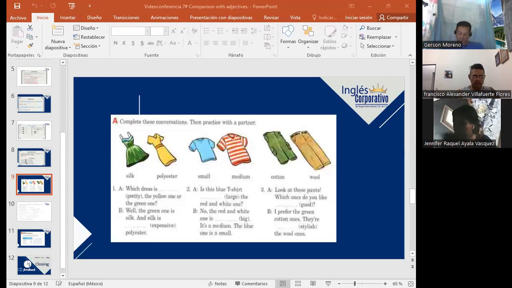Quiero compartirles también algo, así que si me permiten, voy a compartir esta pantalla. One second.